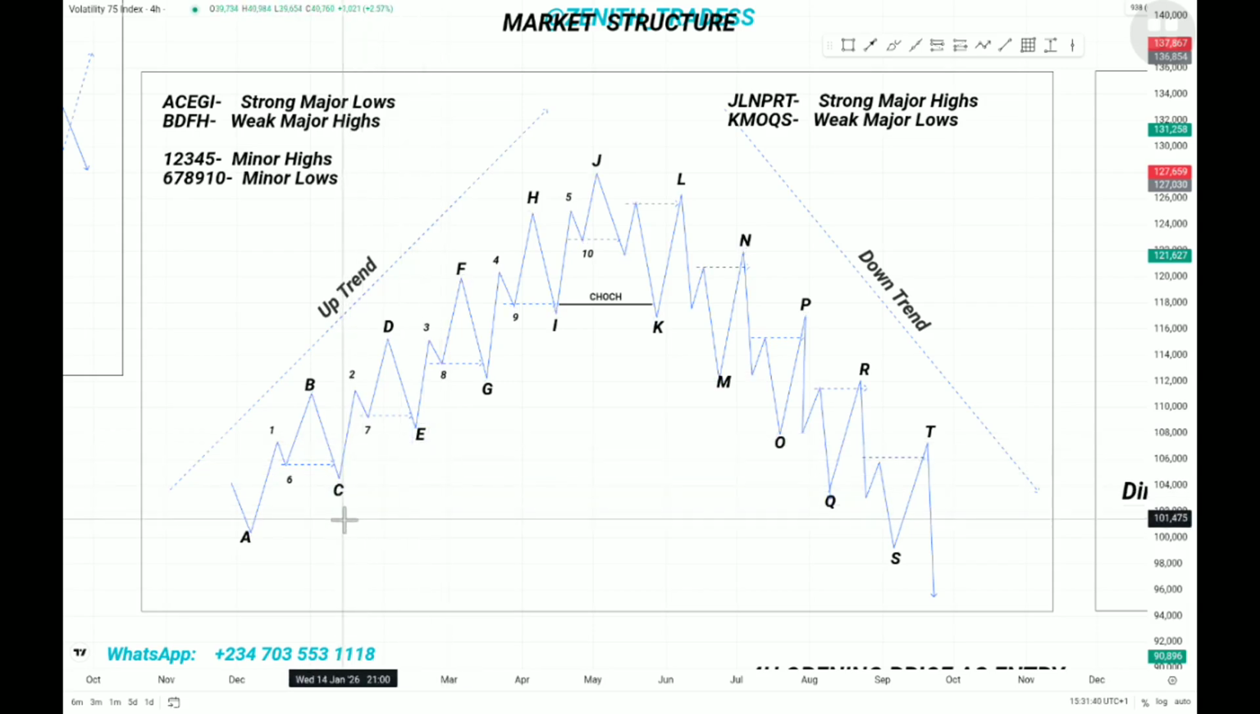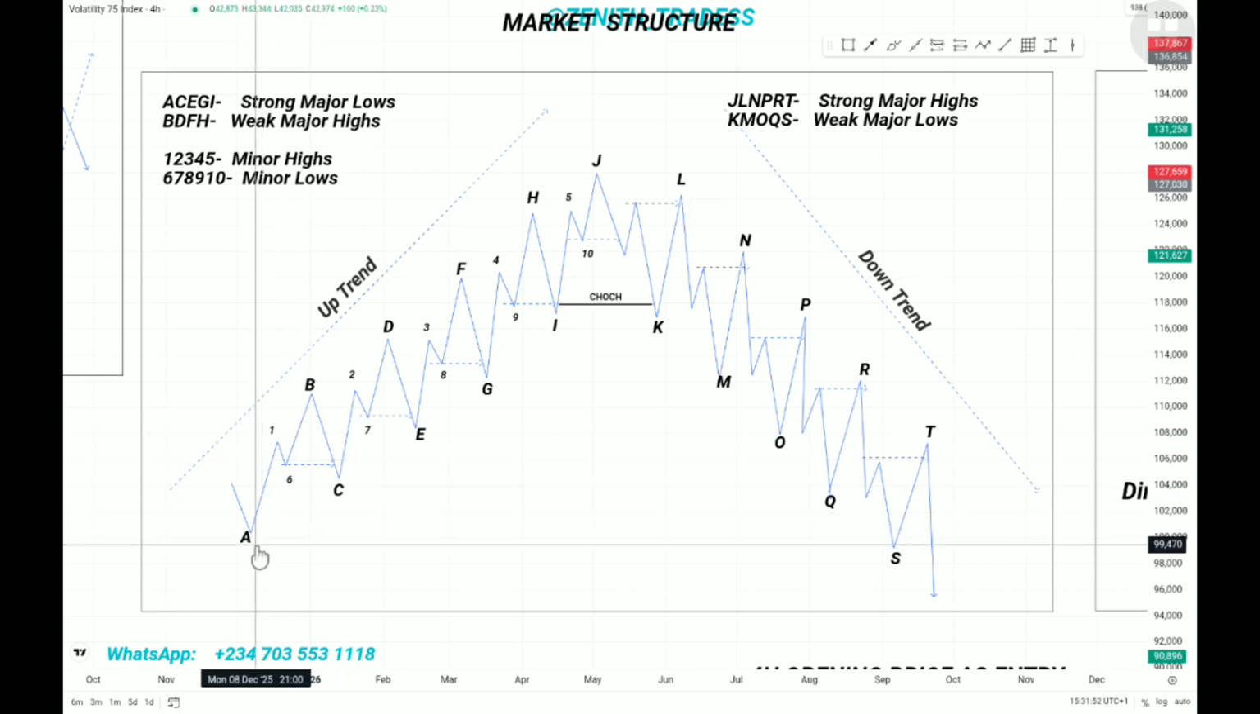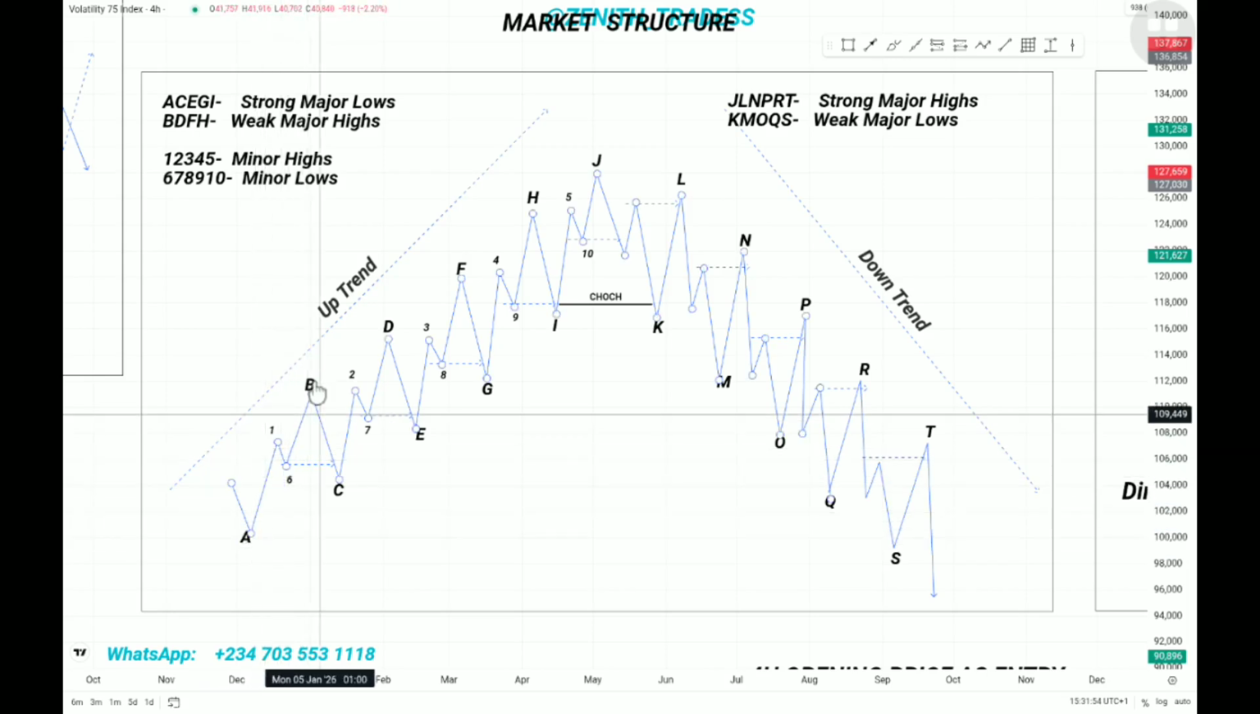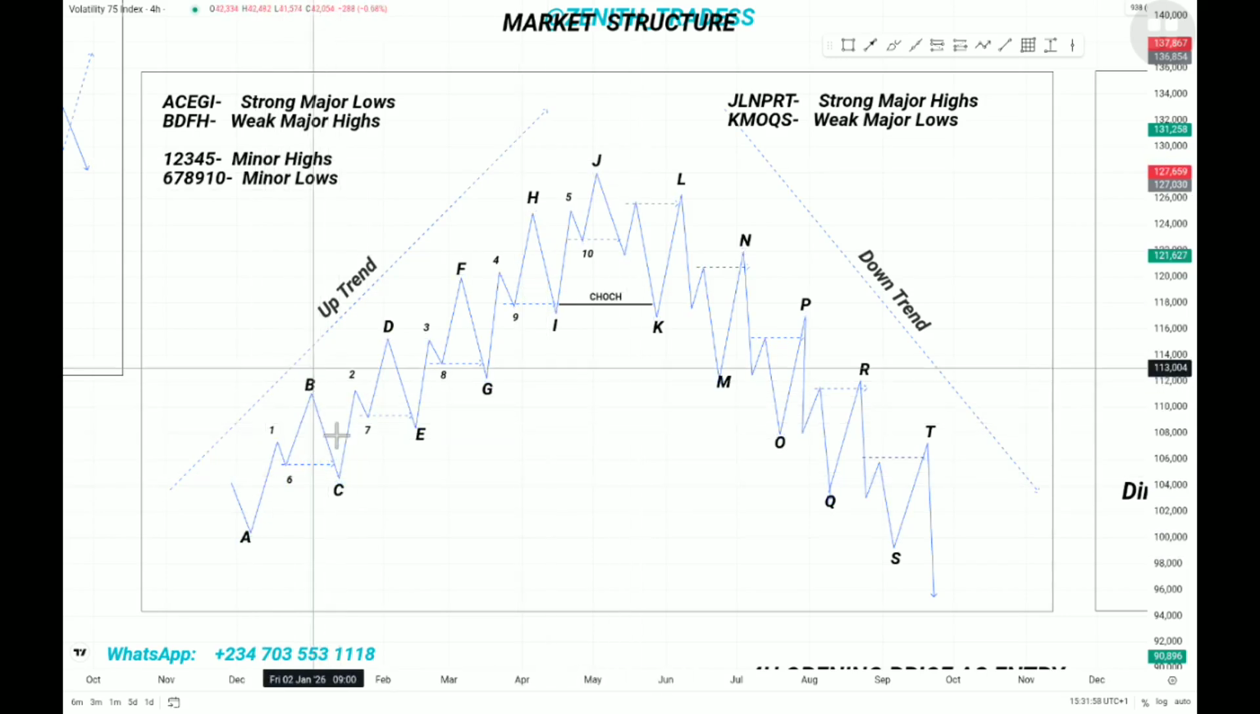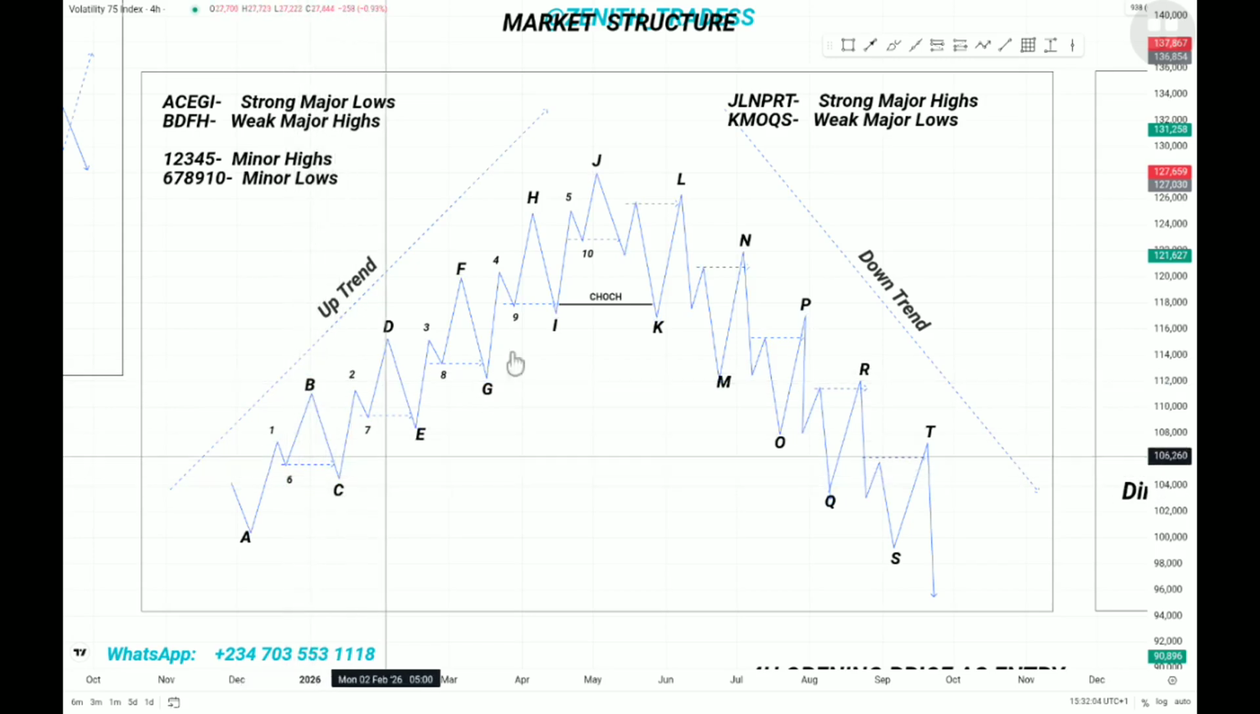So you determine the phase first. When you now determine the phase, that phase will help you know what the objective of that current leg is. If it is an impulsive leg, the objective of every impulsive move is to create a major high in a bullish trend. If it is a corrective move, that is BC, the objective of every corrective move is to come and sweep liquidity of the internal structure before it will continue.